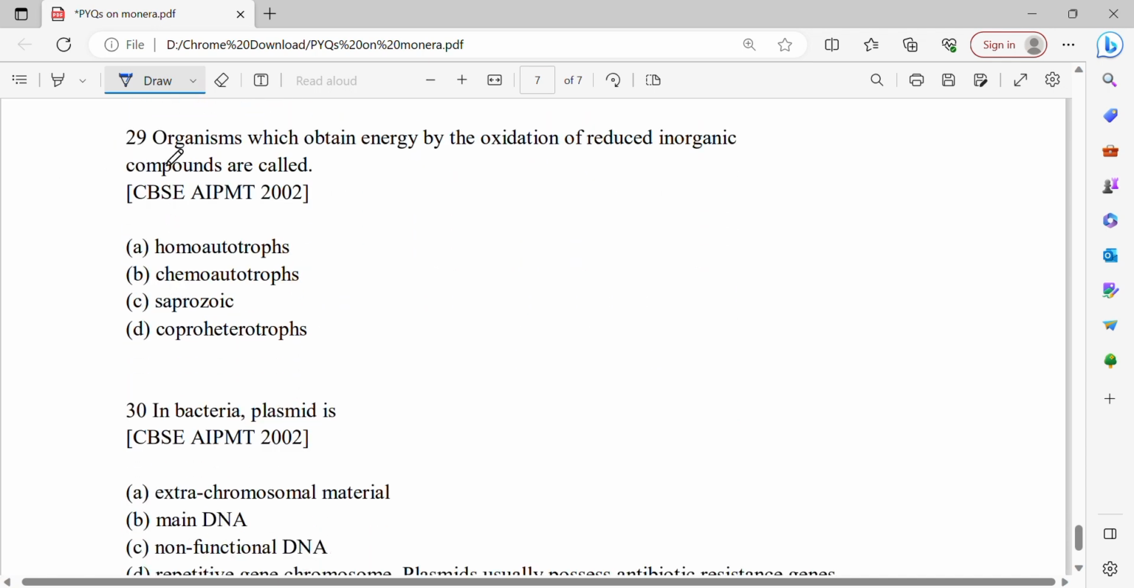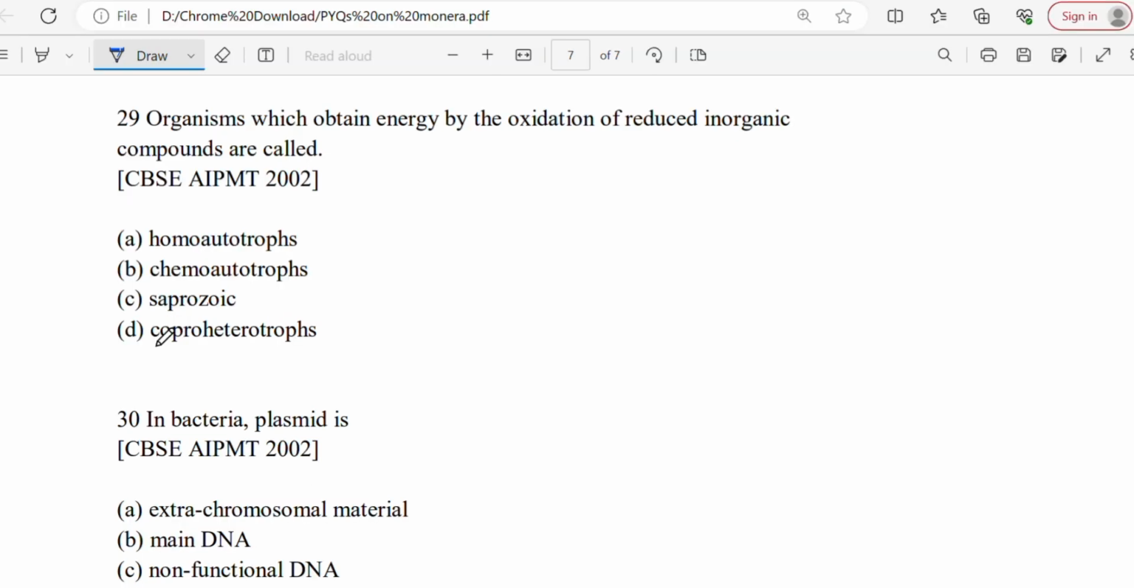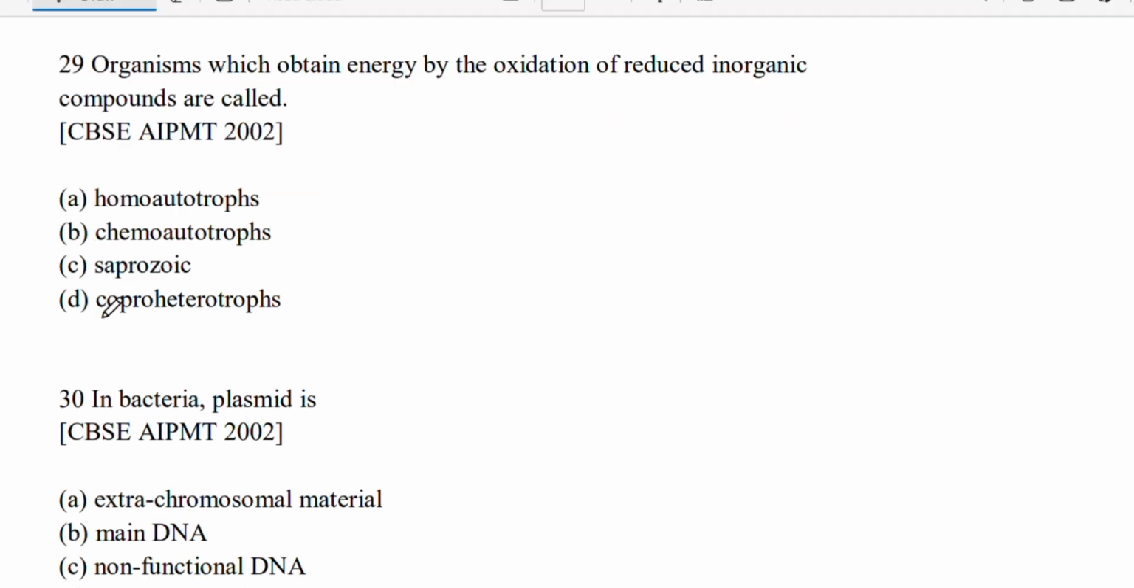Question number 29. Organisms which obtain energy by the oxidation of reduced inorganic compounds are called option A photoautotrophs, option B chemoautotrophs, option C saprozoic, option D coprophilous heterotrophs. And the correct option is option B chemoautotrophs.